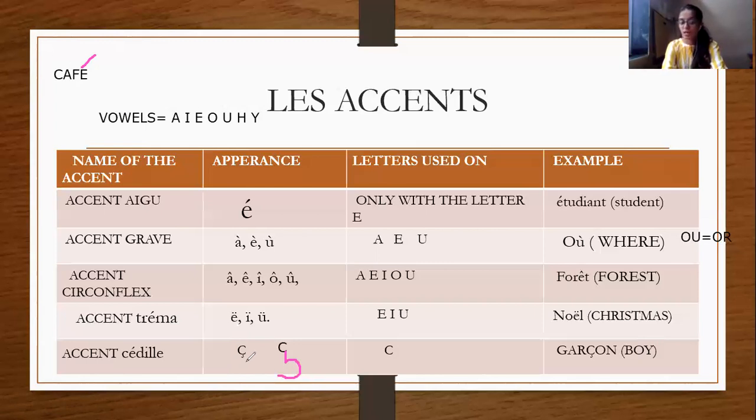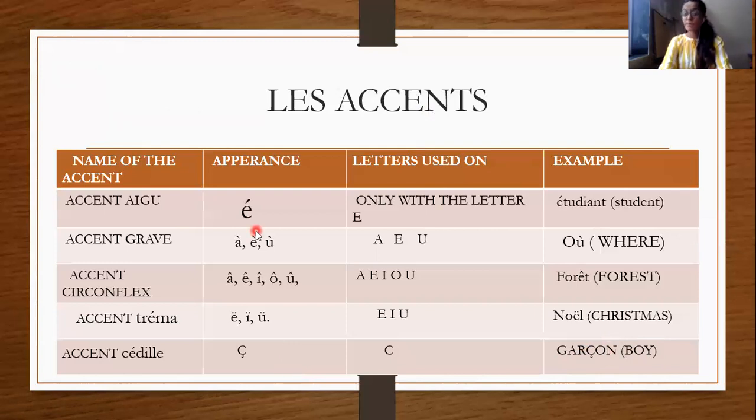So, it is garçon. Garçon, which means a boy. If the C cédille would not be there, we could have pronounced it as garkon maybe, but as it's there, we pronounce it as garson. Garçon.